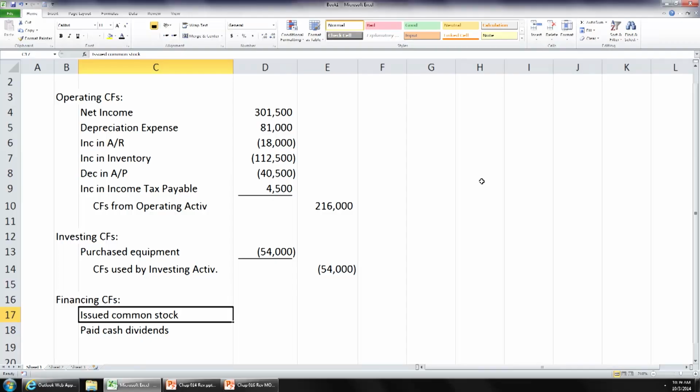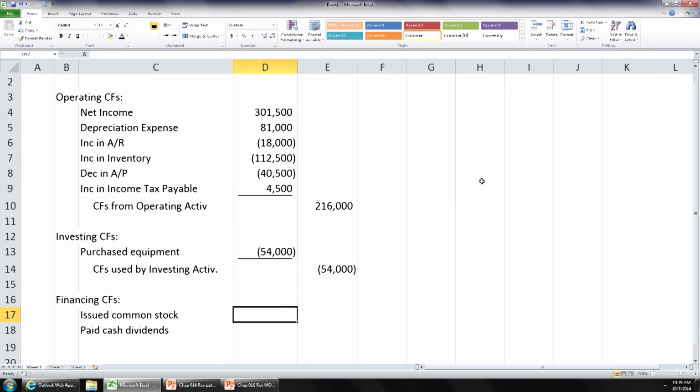Okay, let's take a look at that. We had two financing cash flows, is that correct? We issued common stock and we paid cash dividends, right? Looking at the computer. Okay, issued common stock, that was a cash inflow, right? So that's gonna be a plus. How much cash flowed in?